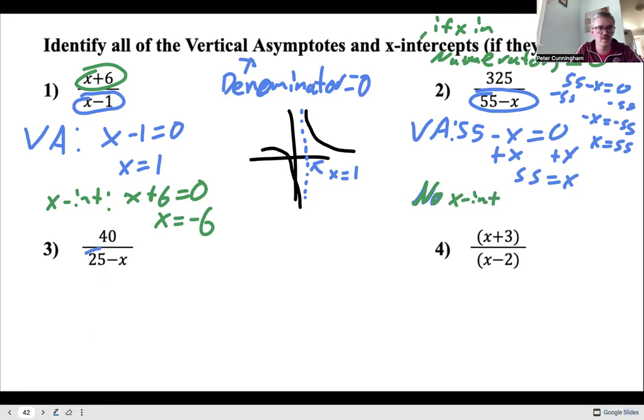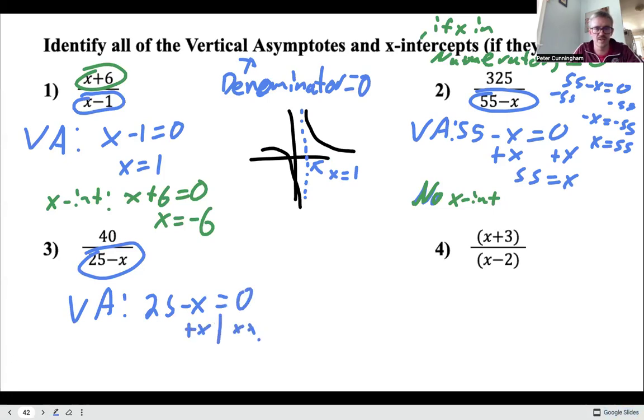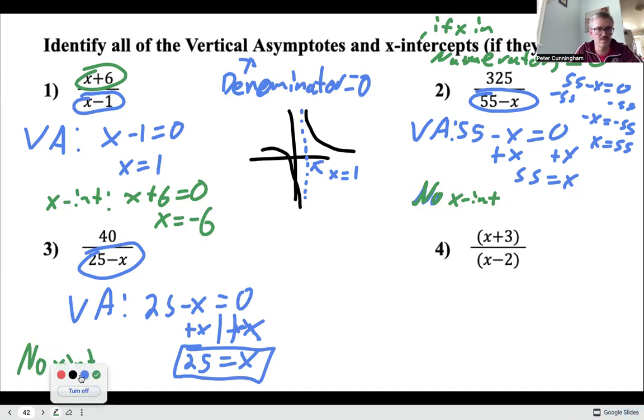Okay, right here, vertical asymptote, again, take 25 minus x equals 0. Add x to both sides. So now you have 25 equals x. That is my vertical asymptote again. It's just the number 40 up here. There's no x's there, so we would just say no x-intercept.